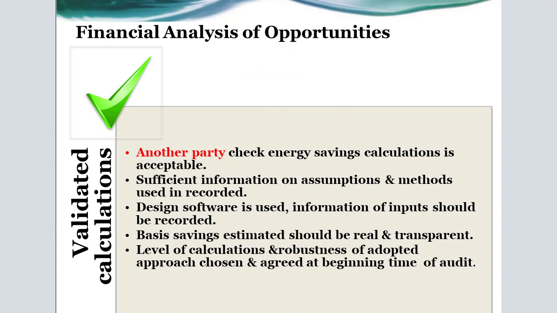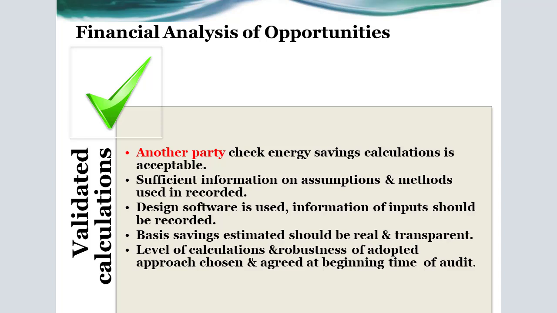Here is how we can be on the right side for validation of our calculation. The final result of the calculation may be provided to another party in order to check the energy saving potential calculation, whether it is acceptable or not. We also need detailed information on the assumptions that we take into consideration while doing our calculation, and the type of methods that will be used.